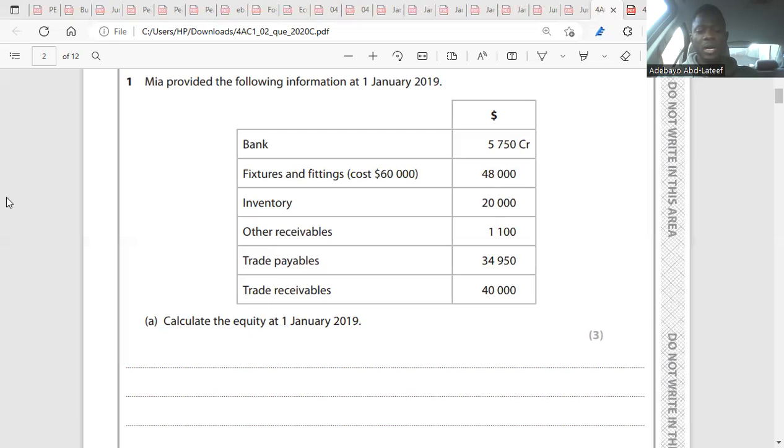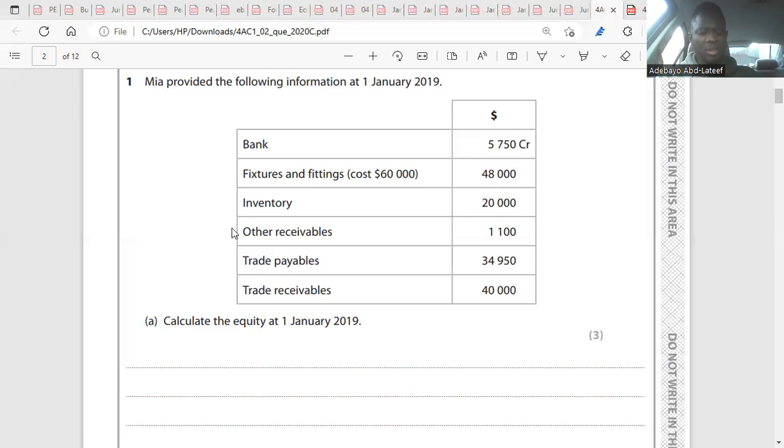5,750 plus 34,950. That gives 40,700. 40,700, right?